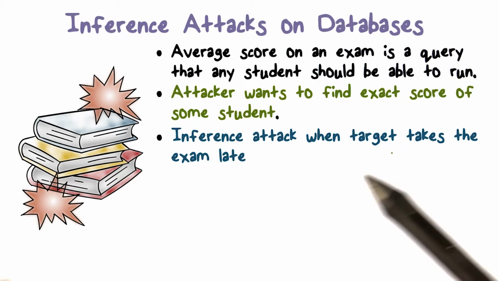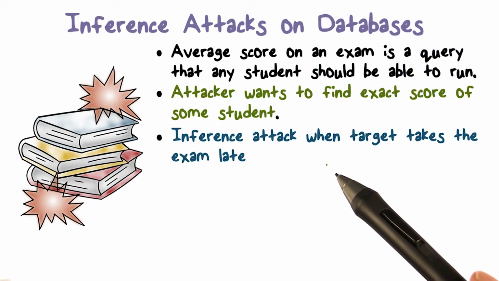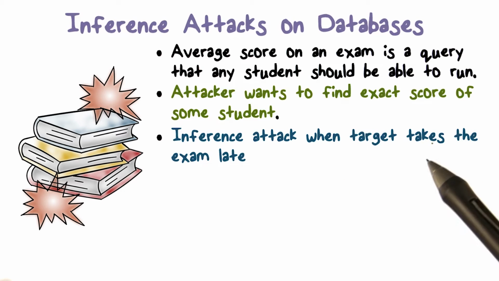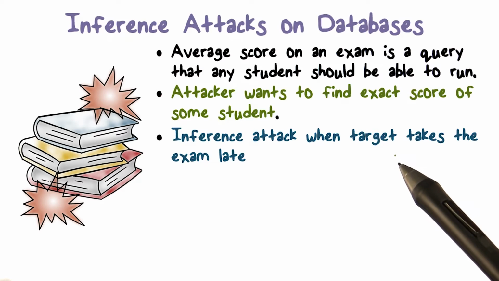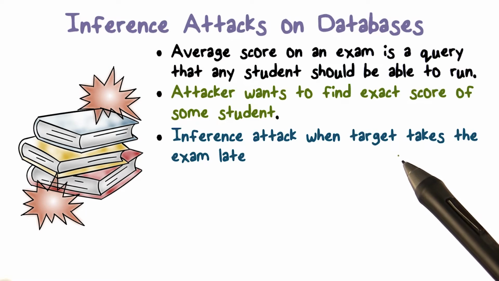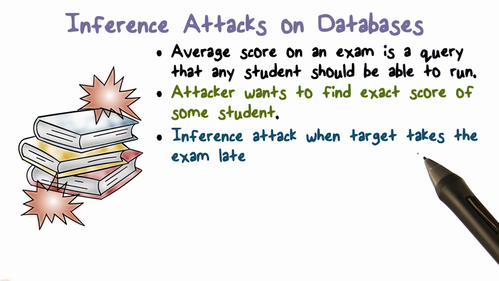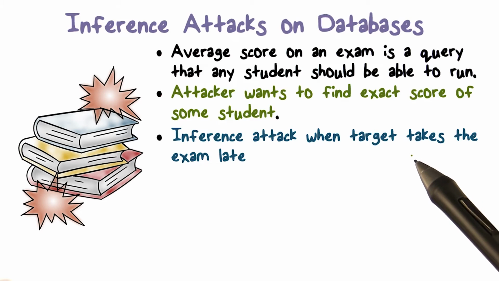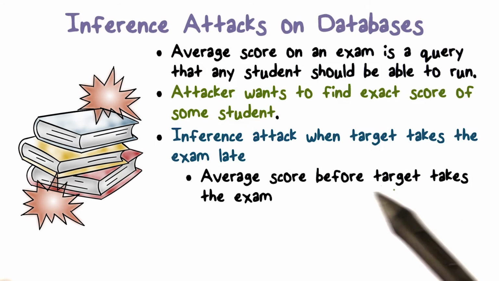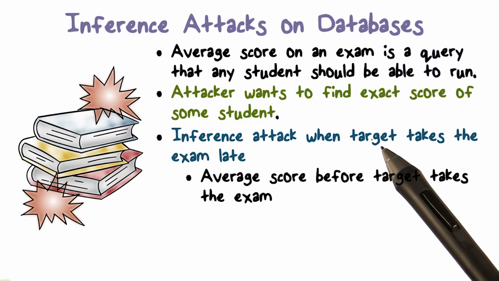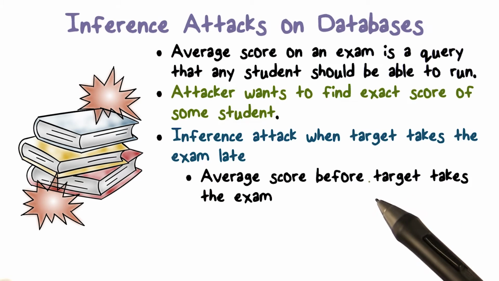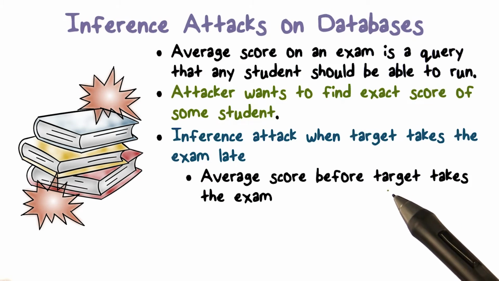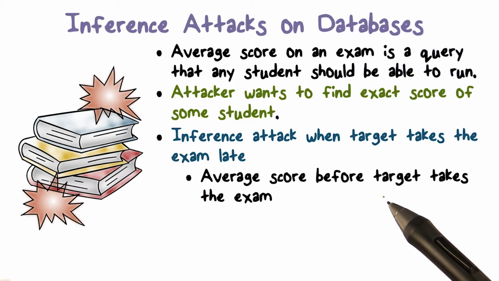So maybe the attacker does know when some person takes the exam late. Could be because they were sick or something like that. So the whole class took the exam on a certain date, and a few days after that, perhaps the student is going to take the exam. And this information is available to the attacker. So what the attacker is going to do in this case is run the average score query before this one student, the one who takes the exam late, actually takes the exam and his or her score is added to the database. So before the exam is taken, the score may be 0 or something like that, and after the exam it's replaced by the correct value.